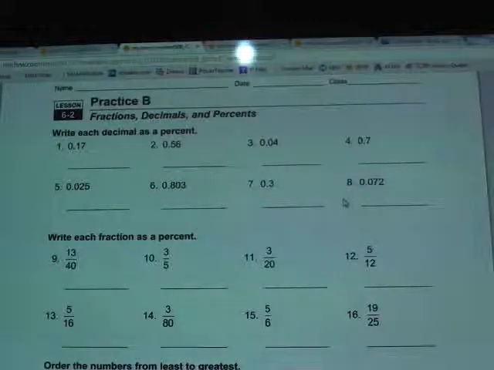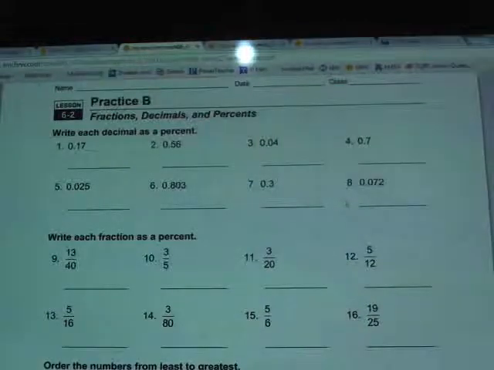All right, let's go ahead and take a look at the first section here. As you can see, 1 through 8 all have the same directions, and those directions are to write each decimal as a percent. Well, to change a decimal into a percentage, we move the decimal 2 places to the right and add a percent sign. So that should be a pretty easy process for us to go through here. So let's go ahead and go through that.